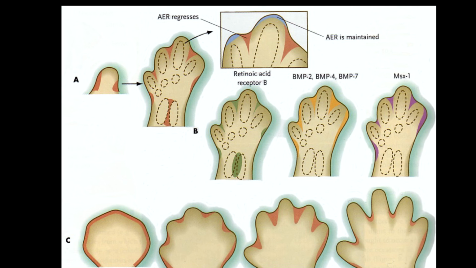Now the AER will stop influencing the proliferating zone. It will stop producing the growth factors, and eventually this part of the hand, because the levels of the growth factors will go down and there's no influence of the growth factors anymore, these cells will stop proliferating and will now undergo differentiation.